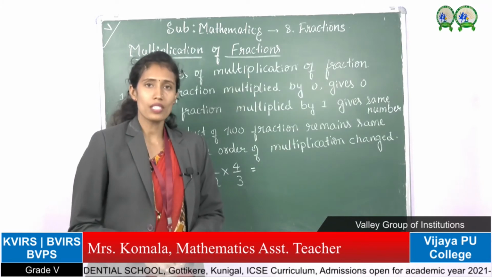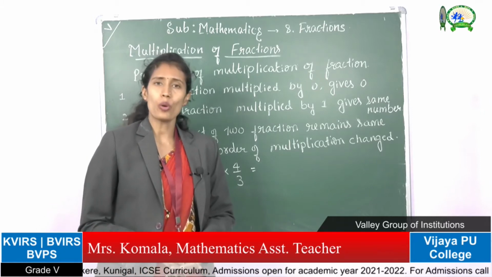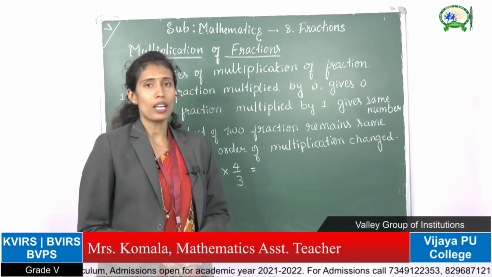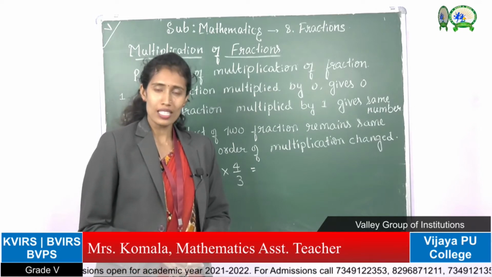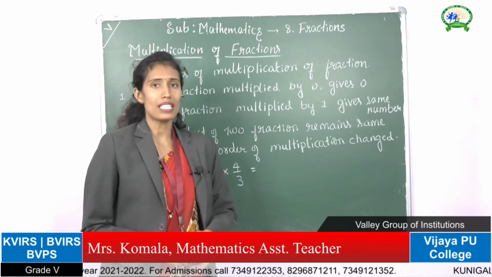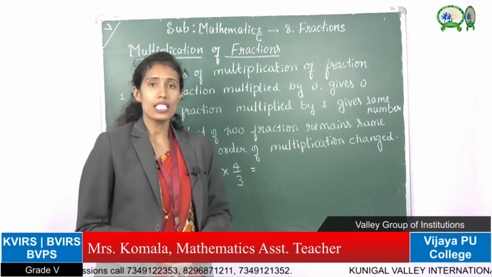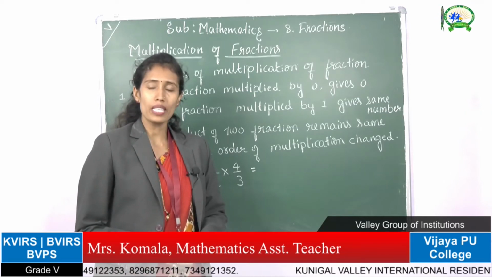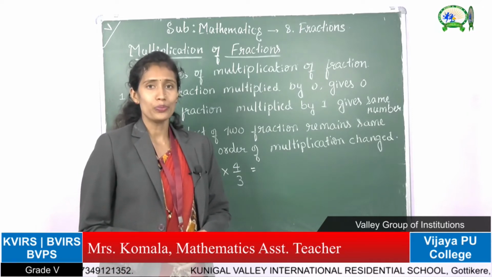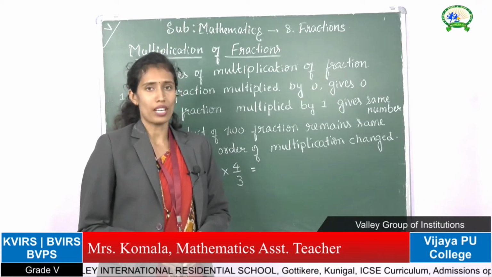The next concept is properties of multiplication of fractions. Which are the properties of multiplication of fractions? Any fraction is multiplied by 0, it always 0. Yes, you multiply any fraction by 0, the answer will be 0 itself. And any fraction is multiplied by 1, the answer will be the same number itself. For example, 1 by 5 into 1 equals 1 by 5.